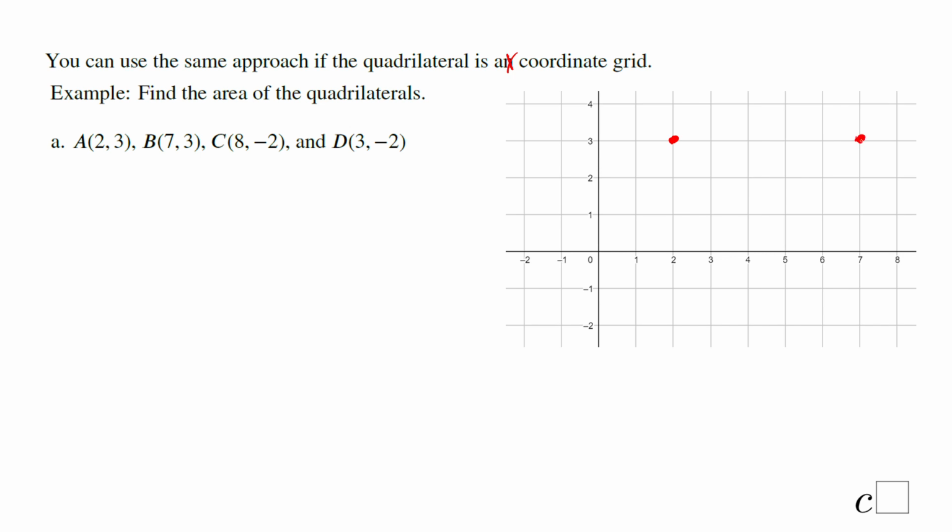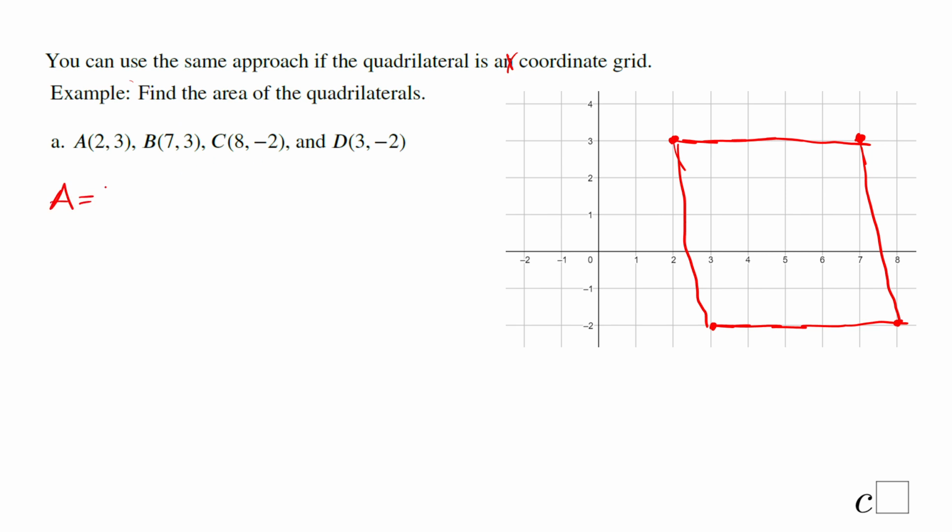Right here. C, 8 and negative 2, and D, 3 and negative 2. This is the quadrilateral. I'm going to draw it, but some of you may already recognize this guy. This one is a parallelogram. So what is the formula?